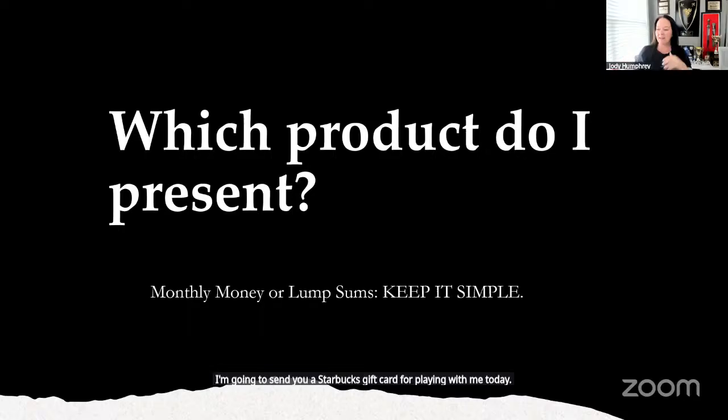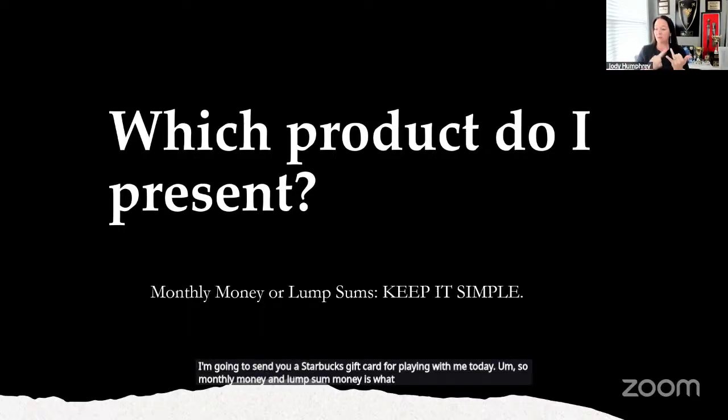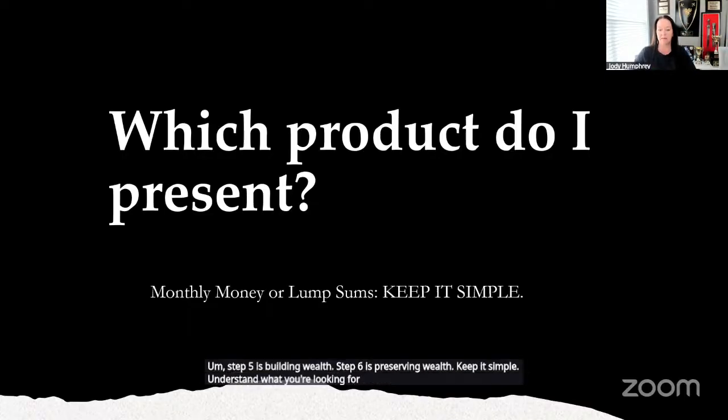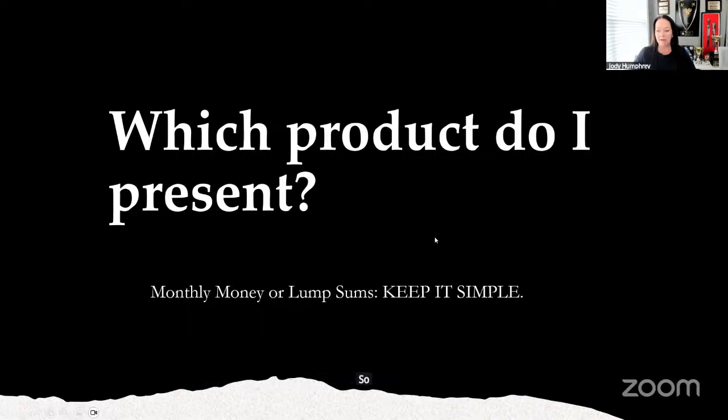So monthly money and lump sum money is what we're looking at in steps 4, 5, and 6. Step 4 is proper protection. Step 5 is building wealth. Step 6 is preserving wealth. Keep it simple. Understand what you're looking for: solutions in those areas. So going forward, what products do I represent?